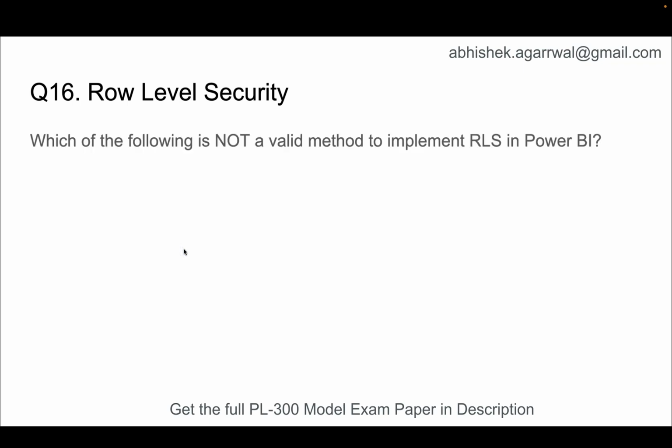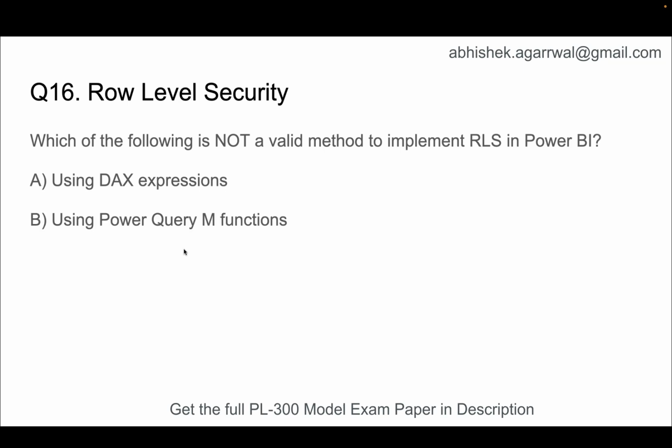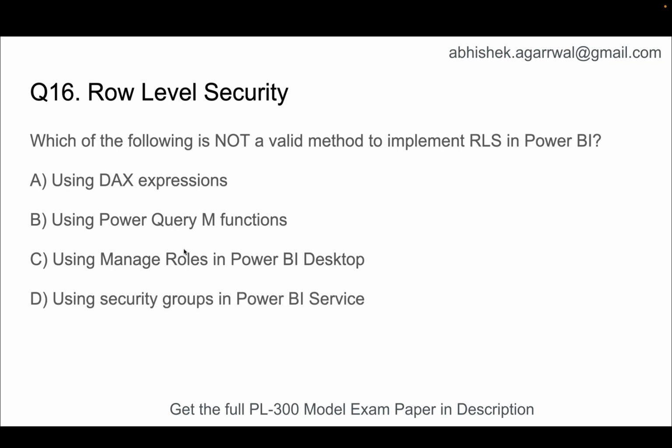And here is the question. Which of the following is not a valid method to implement row level security in Power BI? A. Using text expression. B. Using Power Query M function. C. Using manage roles in Power BI Desktop. Option D is using security in Power BI service.